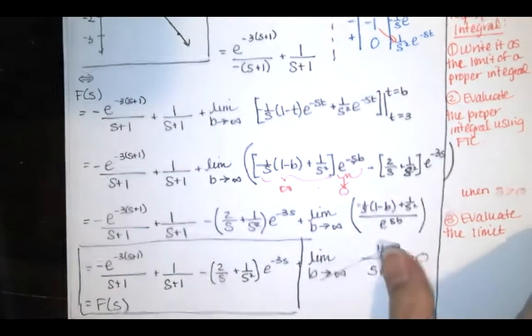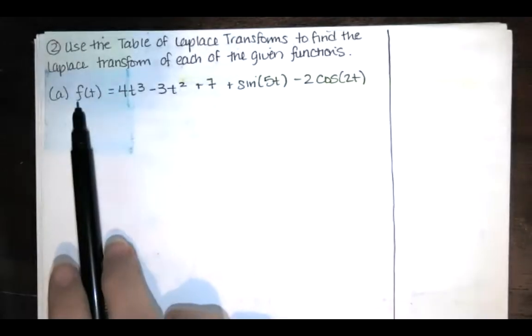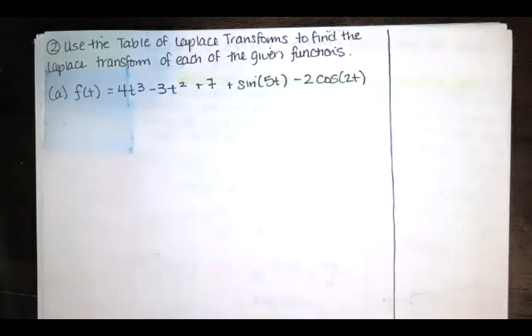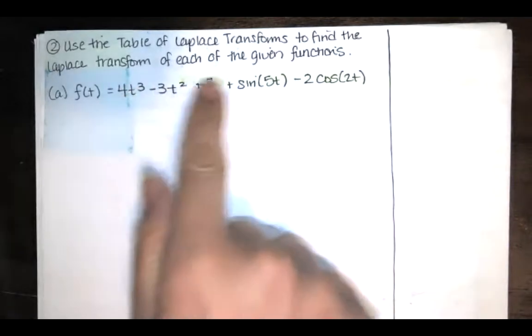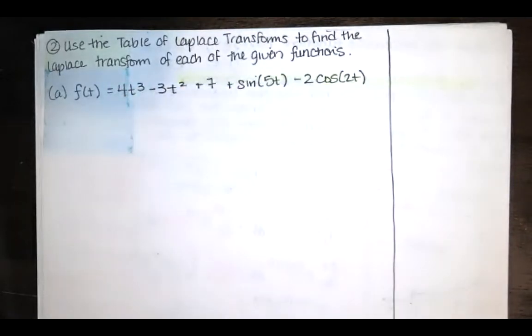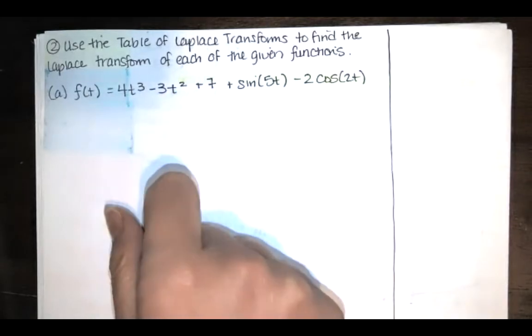Now with problem 2, we're just asked to use the table of Laplace transforms in order to compute some Laplace transforms. So here's our first one. We have f of t equals this. Now remember, the Laplace transformation is a linear operator. So that just means we can take the Laplace transform of each of these pieces separately, and we can factor out any constants that are multiplying our functions. So I can think of this as a constant times t cubed and a constant times t to the second power.